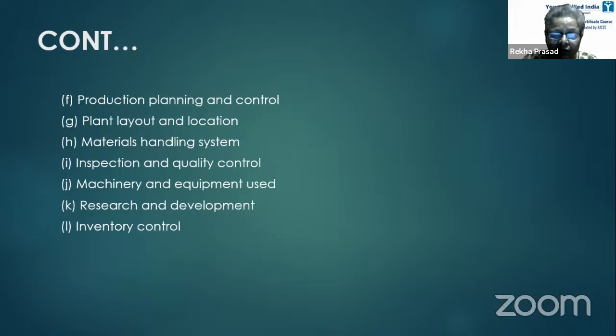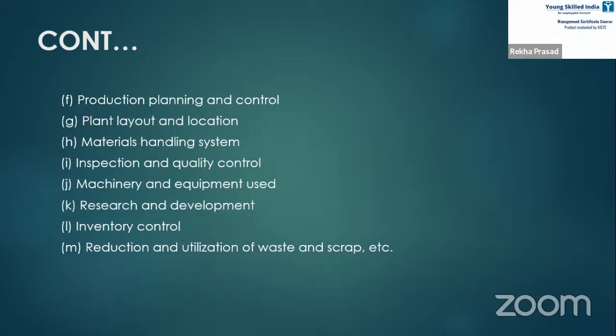Then inventory control: the things which are coming in as raw material, which are in process or which are going out as finished goods, all should be in a balanced state. Not too much, not too less. Reduction and utilization of waste and scrap. As far as possible, the waste should also be utilized somewhere. So the output of one system becomes the input of another system. That way, wastage is reduced and things are done more efficiently.